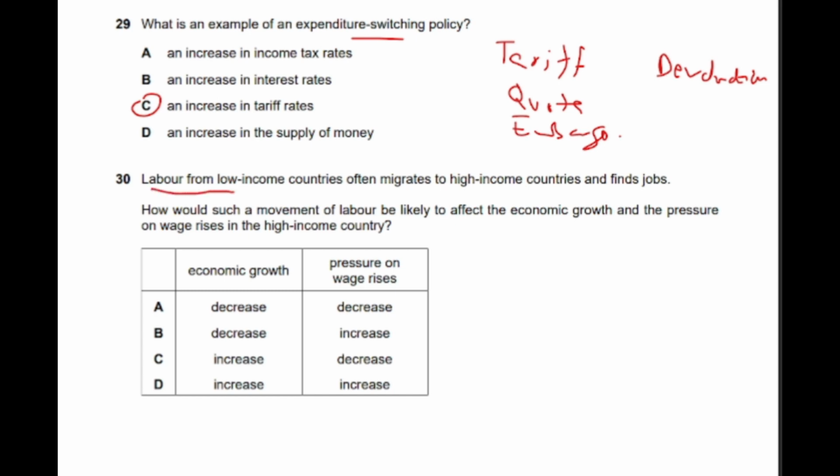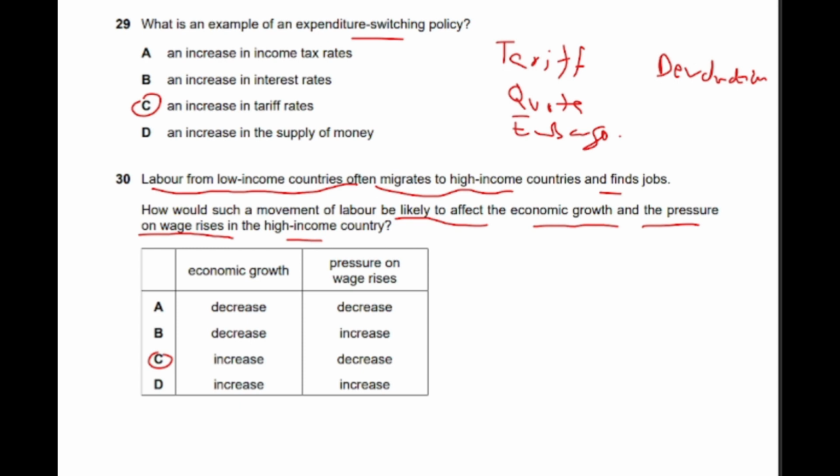Labor from low income countries often migrates to high income countries, right, and finds jobs. How would such movement of labor be likely to affect economic growth and the pressure on the wage rise in high income countries? Option C is the correct answer. Economic growth is likely to increase, but pressure on the wage rate is likely to decrease.